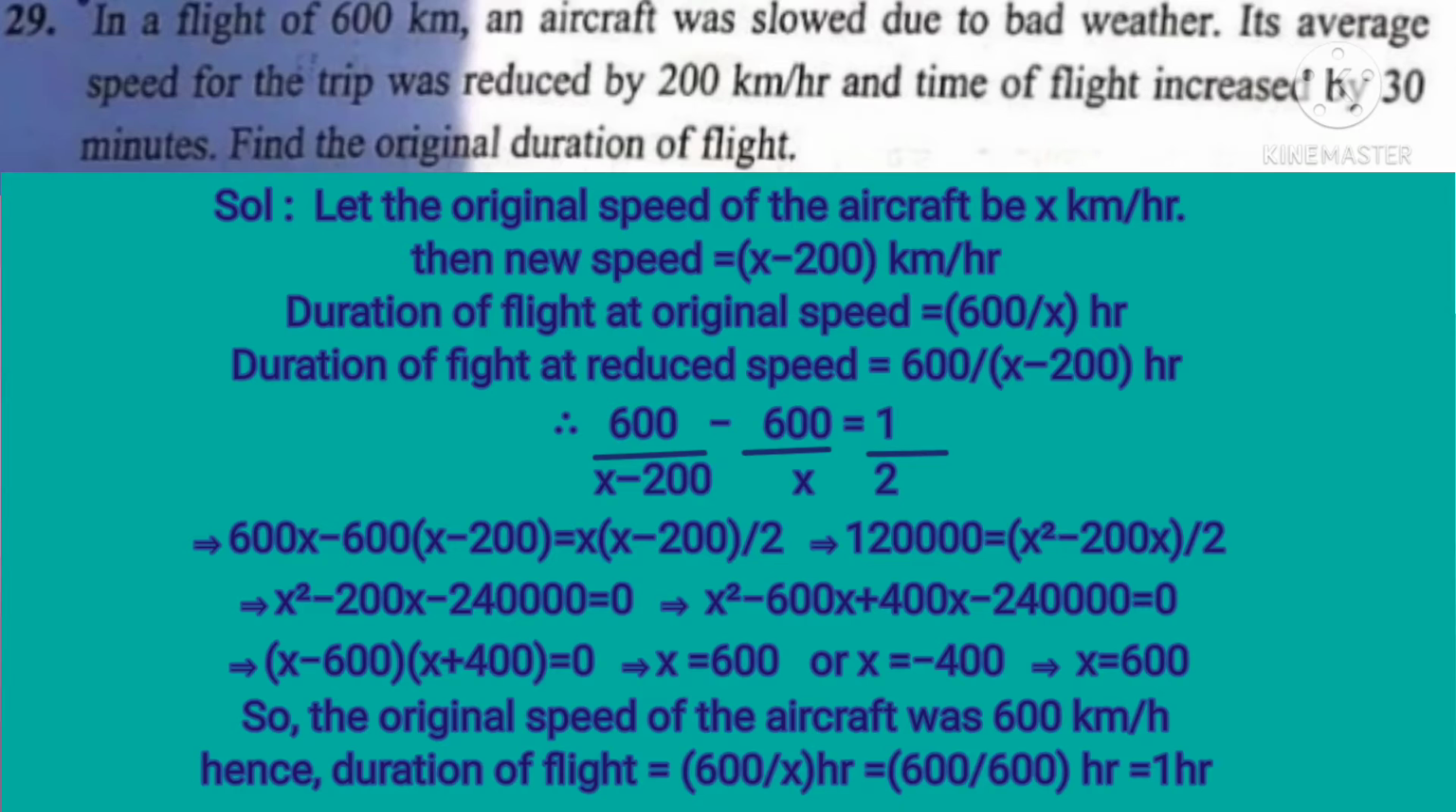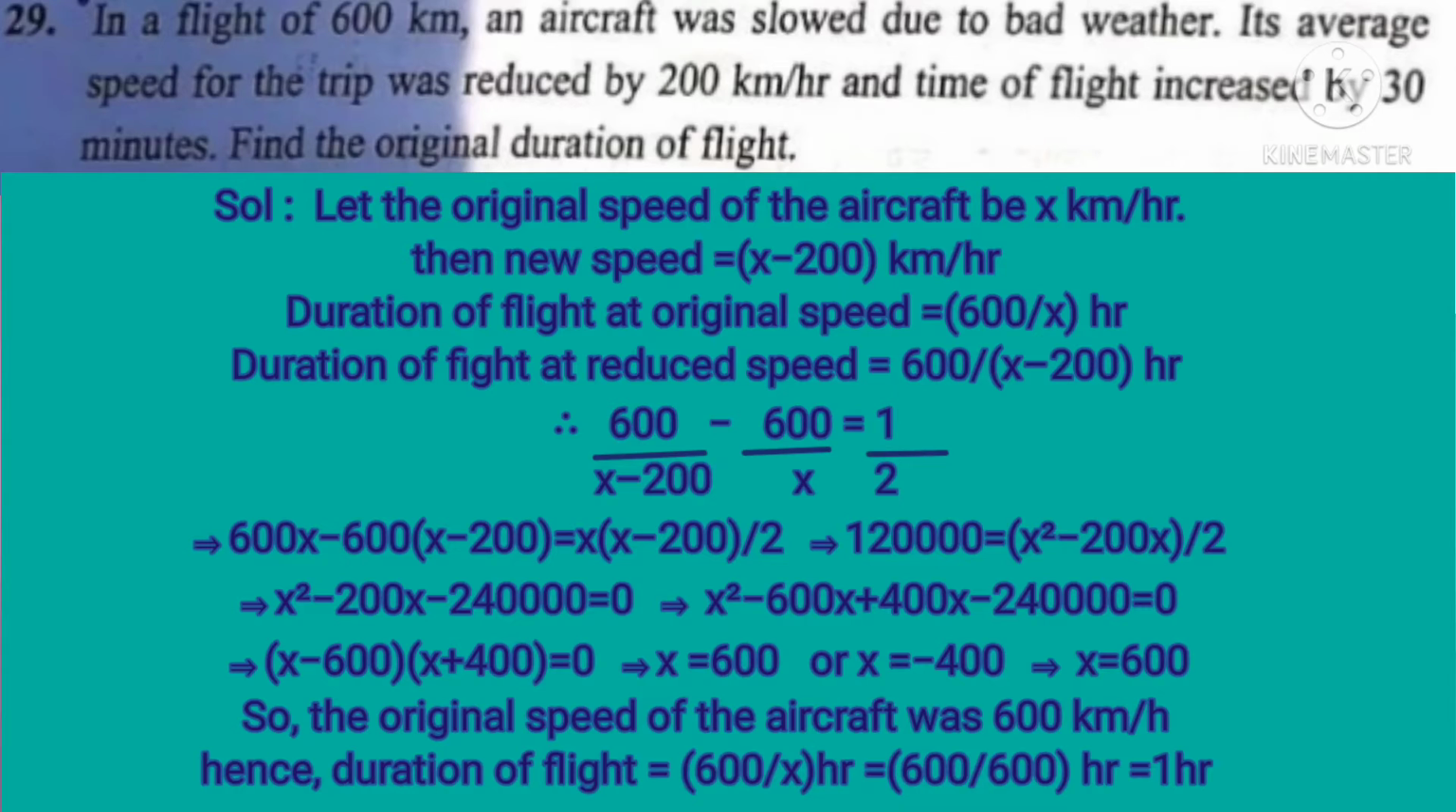Which implies we will get 1,20,000 is equal to x square minus 200x divided by 2 after simplifying this. So we will get the quadratic equation x square minus 200x minus 2,40,000 equal to 0. So we will solve it by splitting its middle term. So we will get x minus 600 into x plus 400 is equal to 0. So x is equal to 600 and x is equal to minus 400.